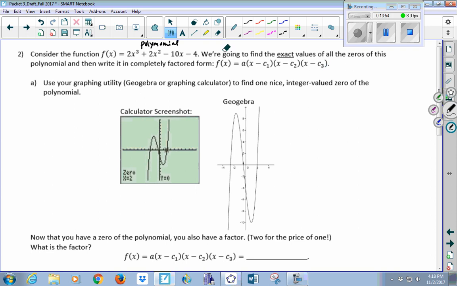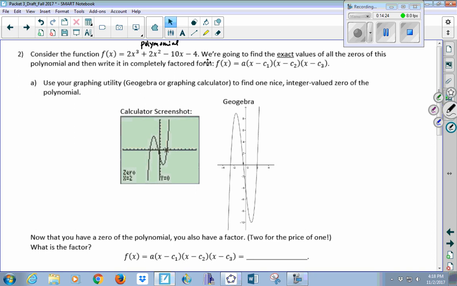Now notice the degree of my polynomial here is a 3. So that's why I have 3 linear factors written here. Now you might ask, why do you have C1, C2, and C3? Because all of your zeros are complex, whether they're real or complex imaginary. So that's my guess anyway as to why it's C1, C2, and C3.